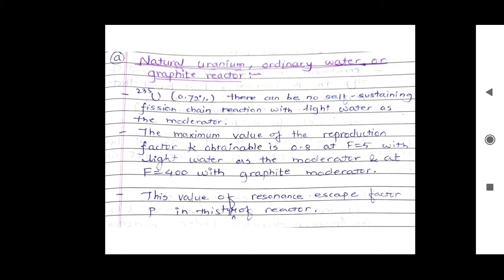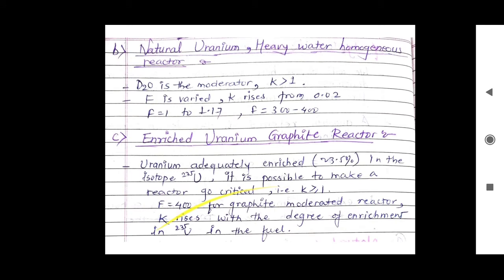Then there is the value of the resonance escape factor P in this type of reactor. So the K value is 0.8 and the F value is 5 when we use light water. When we use graphite as a moderator, F is equal to 400, and that is the value for the resonance escape factor P in this type of reactor. Next we will see the classification of the reactor based on the fuel and moderator combination.